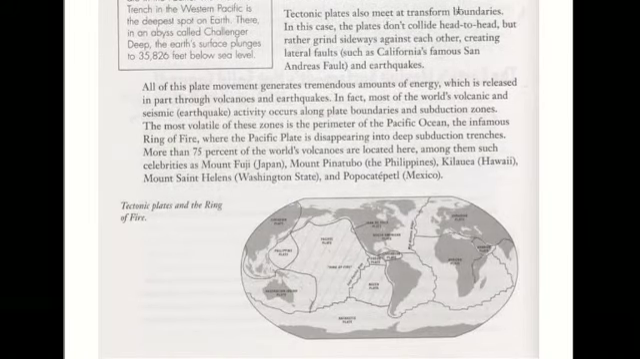Tectonic plates also meet at transform boundaries. In this case, the plates don't collide head-to-head, but rather grind sideways against each other, creating lateral faults and earthquakes.